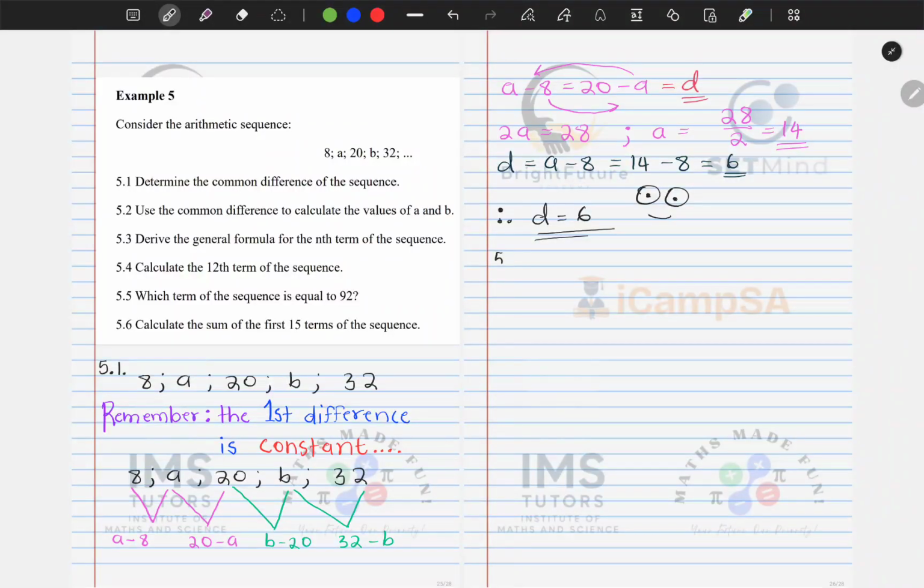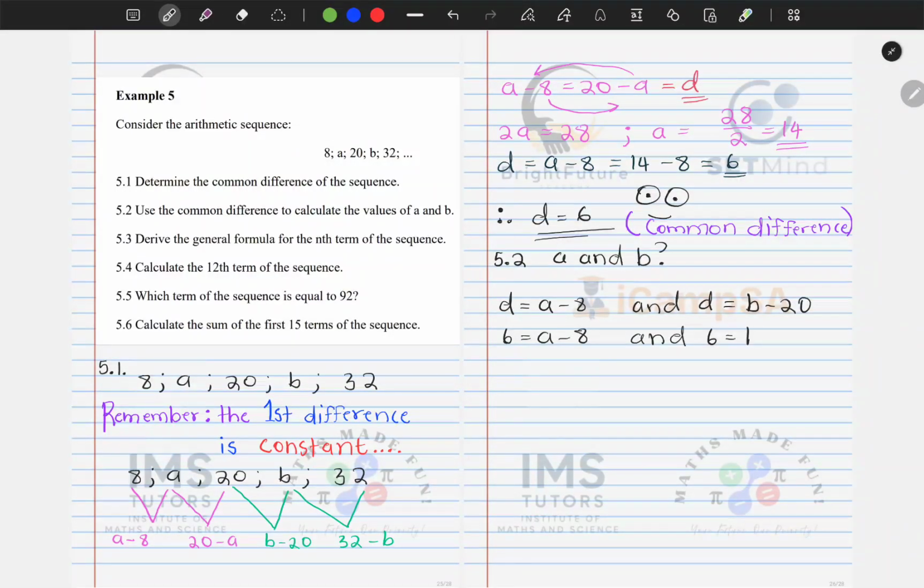If you look at the next question, 5.2, they require us to find a and b. And how we should find them is by using the common difference, which is what we have found. So that d there is our common difference. Looking at these differences, we can clearly see that d should be equal to a minus 8, and also d should be equal to b minus 20. So d we have found is 6. So I have 6 equals a minus 8, and I have 6 equals b minus 20.